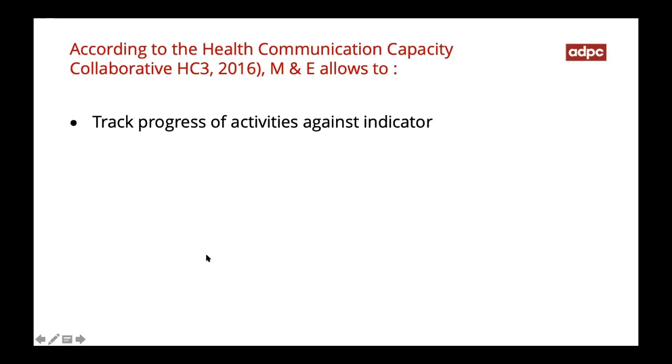Now, further, that's the general one. But because of COVID, health issues become an important consideration. So according to the Health Communications Capacity Collaborative 2016, M&E allows you to track progress of activities against indicators. So what is an indicator? An indicator is a measure of a situation or a condition. So you need to have an indicator on those objectives you've set.